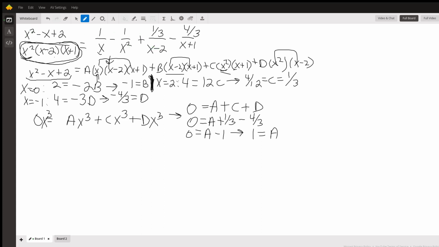So there's the partial fraction decomposition. X squared minus x plus 2 over x squared times x minus 2 times x plus 1 equals 1 over x minus 1 over x squared plus 1/3 over x minus 2 minus 4/3 over x plus 1.